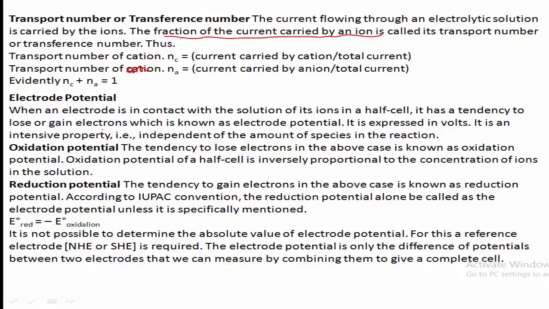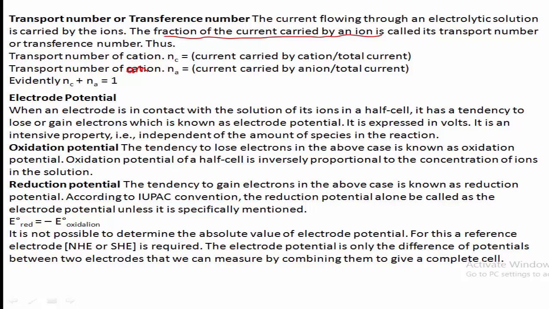The next concept is electrode potential. When an electrode is in contact with the solution of its ions in a half cell, it has a tendency to lose or gain electrons, which is known as electrode potential. It is expressed in volts. It is an intensive property that is independent of the amount of species in the reaction; whatever the amount may be, its value will remain the same.